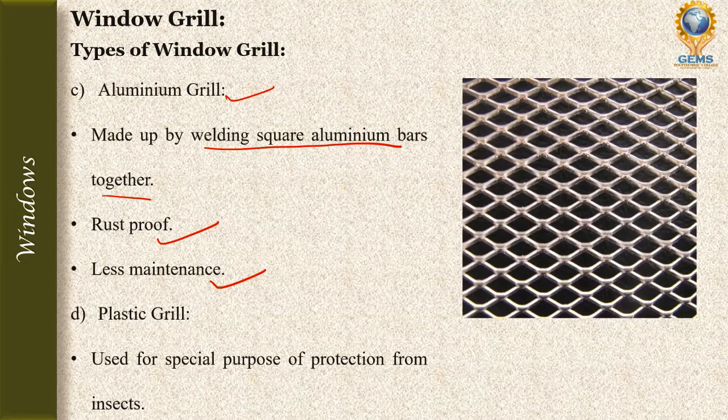And the fourth one is plastic grill. Instead of metals, we are using plastic grills. These plastic grills are used for the special purpose of protection from insects. A small opening will be there, so insects cannot come inside. So you can see that insect net, that is a plastic grill.